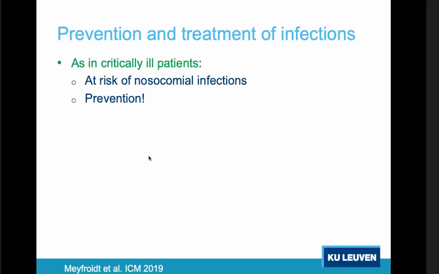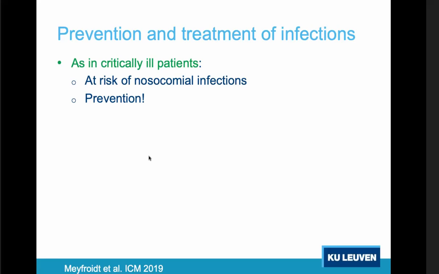Prevention and treatment of infections is of course also important because these patients are at risk of developing a nosocomial infection, and because the organ will be procured and implanted in an immune-compromised patient. So prevention is, of course, important.